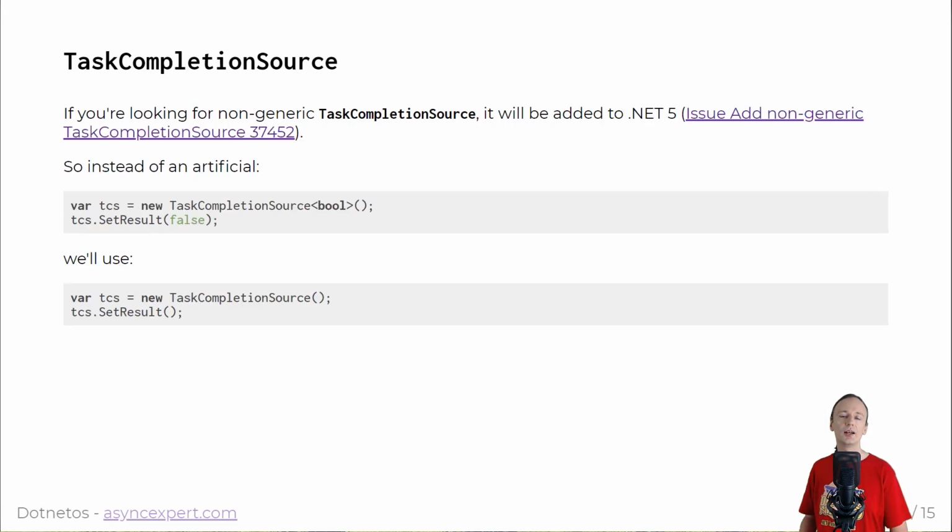By the way, if you don't like the fact that in the previous slides we've used a TaskCompletionSource of bool because we needed some type there provided, because in general TaskCompletionSource has only a generic version, then in .NET 5 the non-generic version of TaskCompletionSource will eventually be added. So instead of sometimes creating an artificial TaskCompletionSource of bool or any type and then setting results like false or null, we will just have this TaskCompletionSource for scenarios when we are really exposing Task and not Task of T.